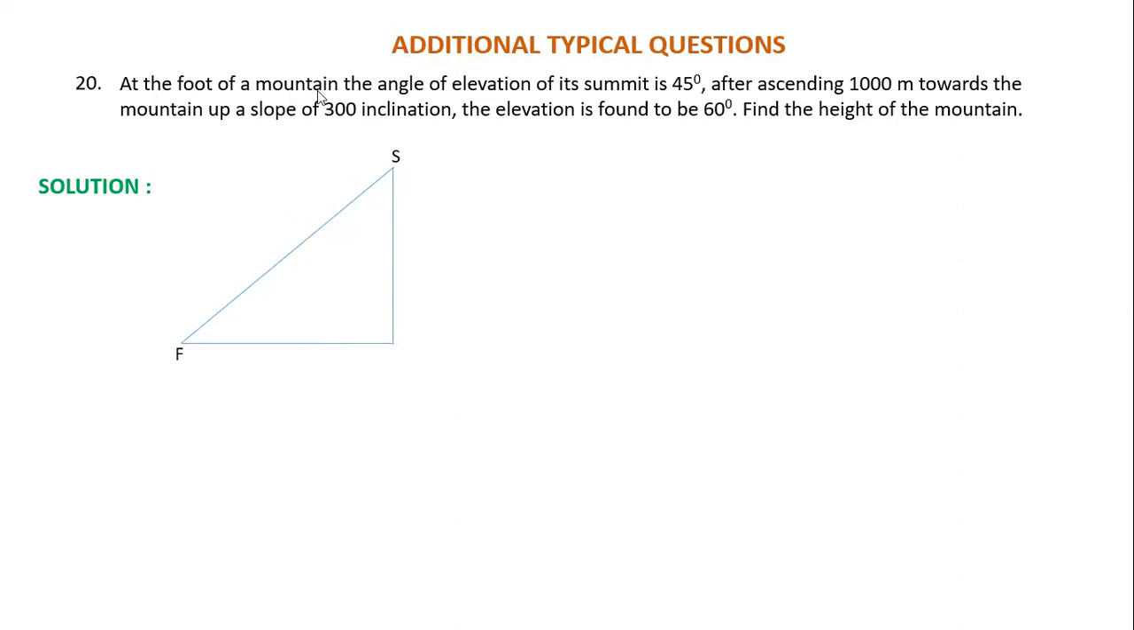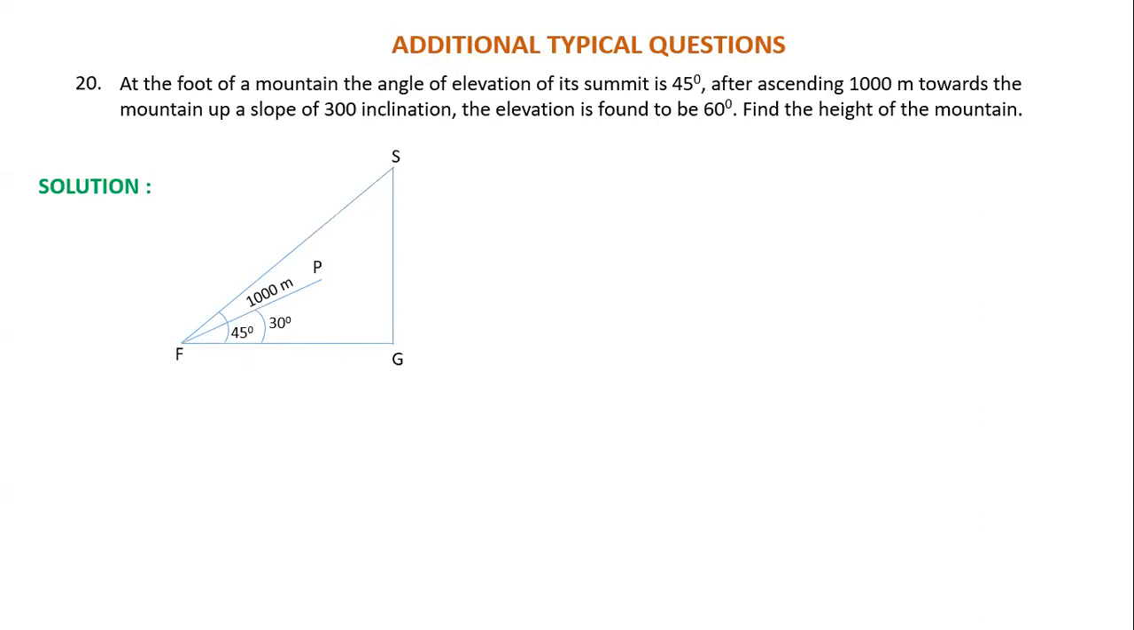At the foot of the mountain, the angle of elevation of the summit is 45 degrees. That means this angle is 45 degrees. After ascending towards the mountain, that means it's going to climb up the mountain. He climbs this way. How much he climbs? Up to the point P. What is the distance he has climbed? 1000 meters. From here, drop a perpendicular. So this angle which is measured is 30 degrees.